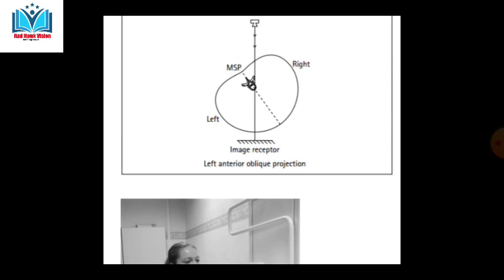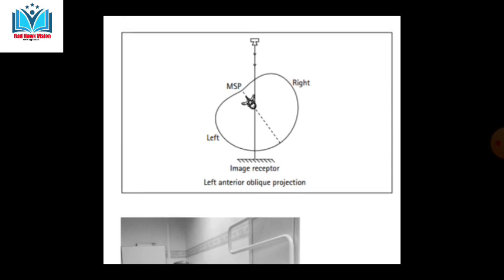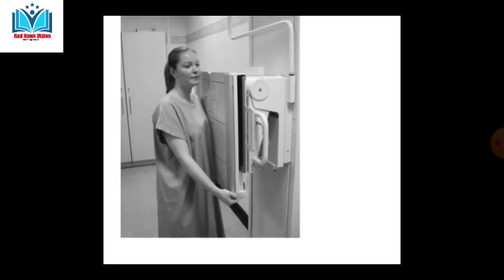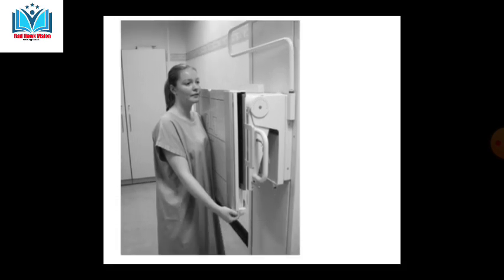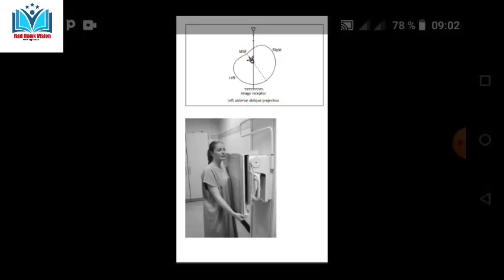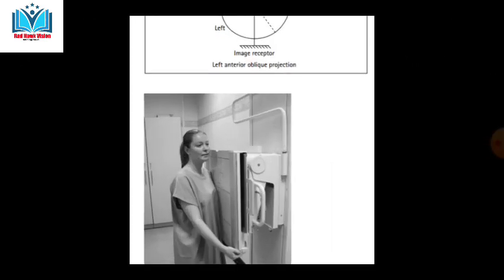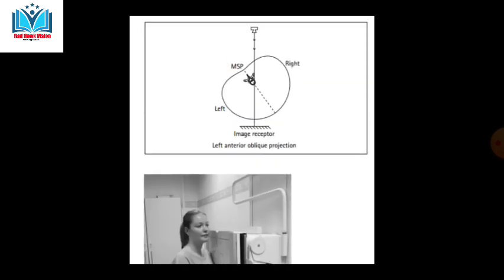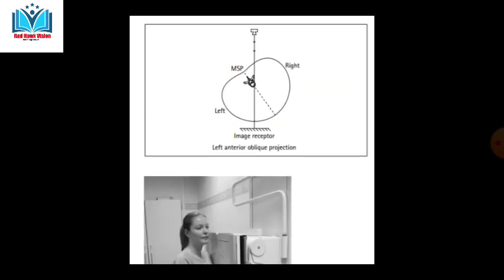So here you have an example of left anterior oblique projection. We have this image of this patient, how she is positioned. See it. So we have here left anterior oblique projection.